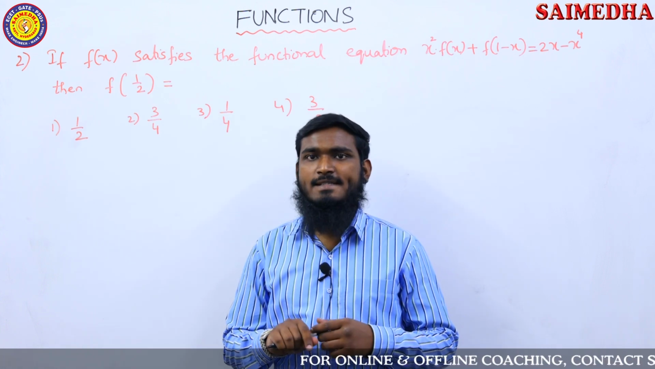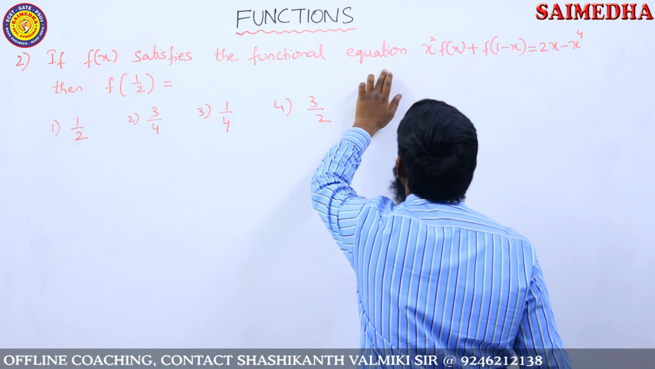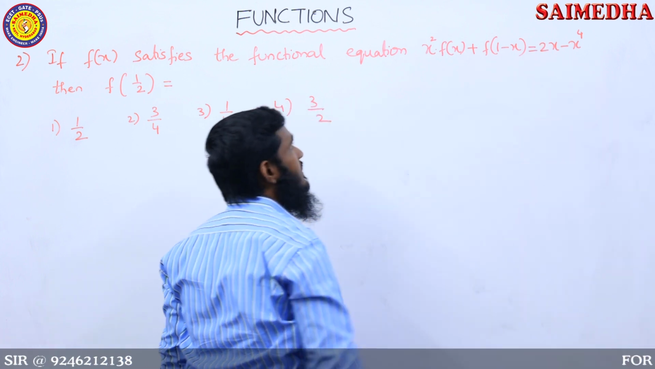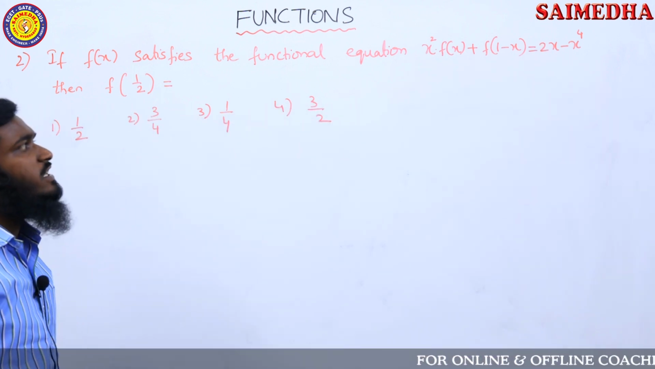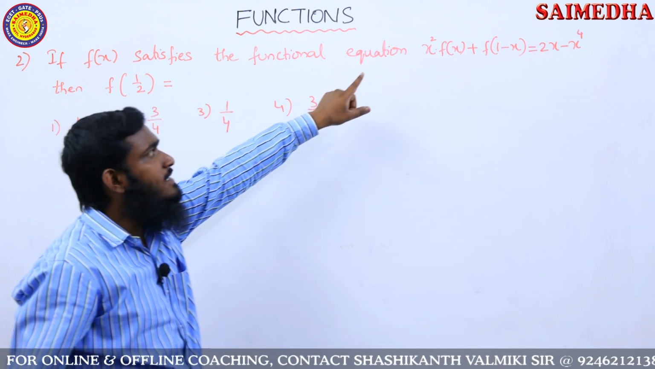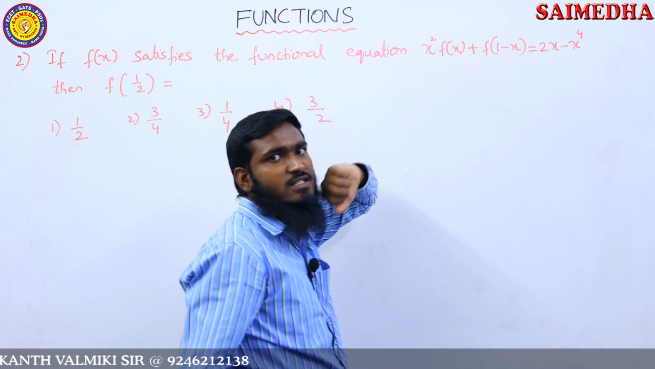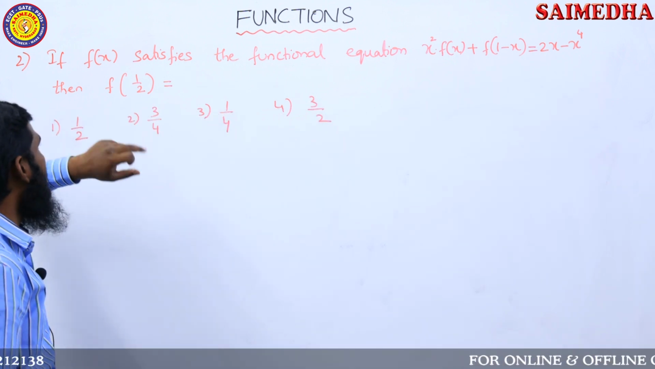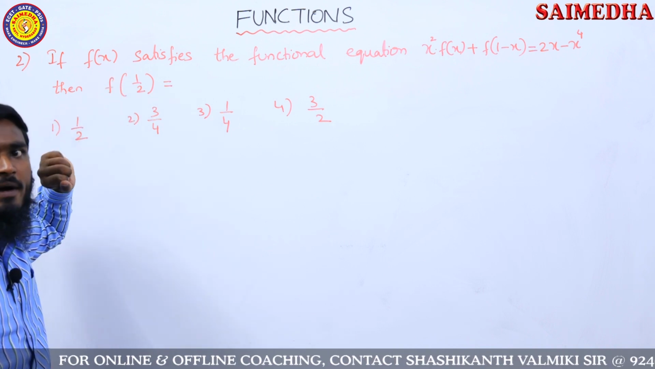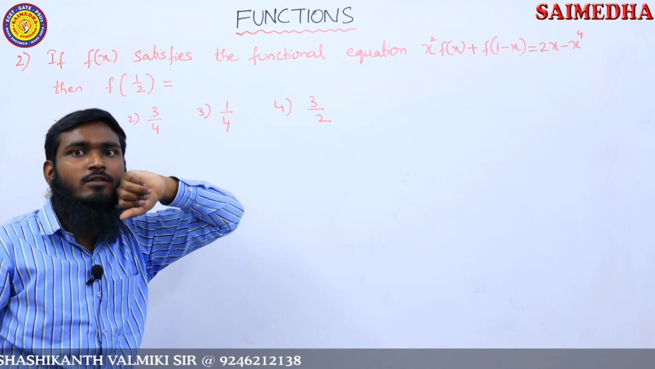Now let us see the second question over here. If f of x satisfies the functional equation x square into f of x plus f of 1 minus x equals to 2x minus x power 4 is given. Okay, what is the functional equation given over here? x square into f of x plus f of 1 minus x equals to 2x minus x power 4. Then what we have to find actually? We have to find the value of f of 1 by 2. What are the options given over here? 1 by 2, 3 by 4, 1 by 4 and 3 by 2.